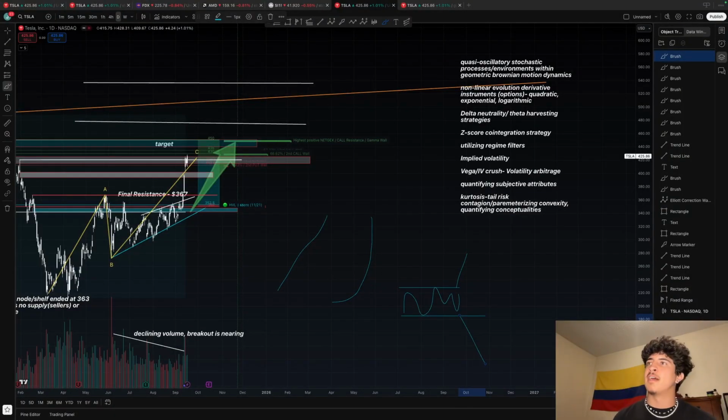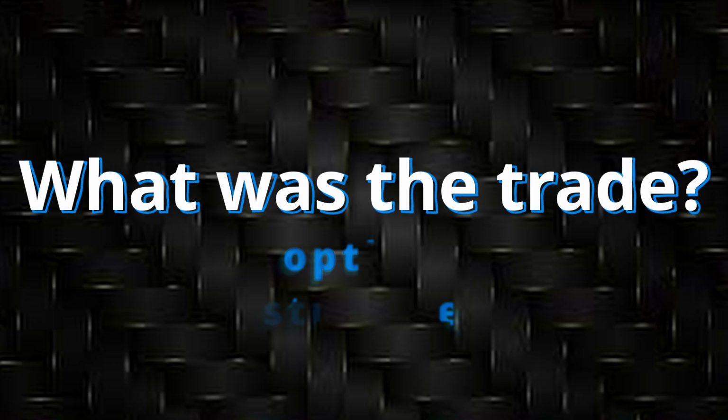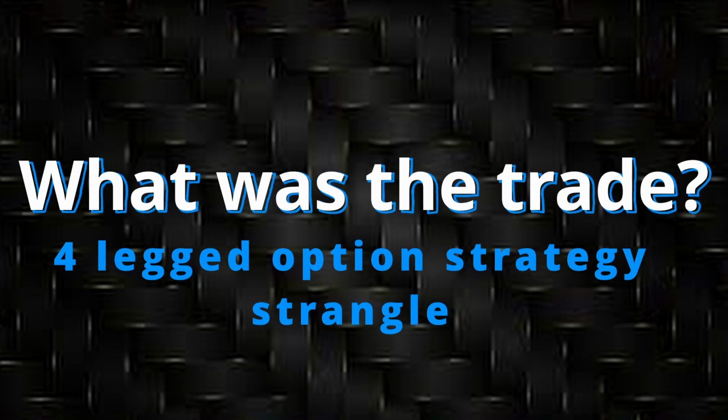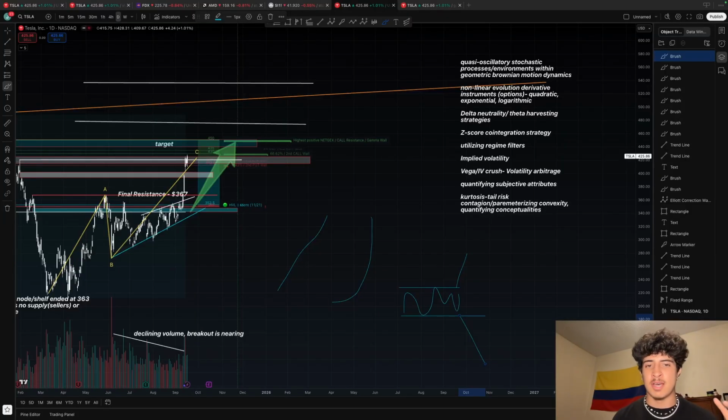To start things off, I'm going to reinstate what the trade strategy was and what it was based on. It was a four-legged option strategy on Tesla, commonly known as a strangle. Now, what is a strangle? Well, firstly, you need to understand a straddle. And to understand a straddle, you need to understand nonlinear evolution derivative instruments.